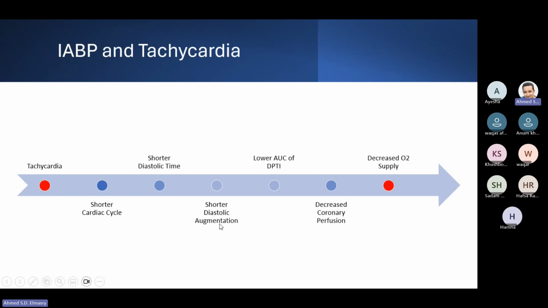And as we know from the physiology behind the intra-aortic balloon, the area under the curve of the diastolic perfusion time index is a surrogate of the coronary perfusion. So the area under the curve will be reduced, and the coronary perfusion also will be reduced. And with tachycardia, the myocardial oxygen demand will be increased, and with the reduced coronary perfusion, the oxygen supply to the heart will also be reduced.